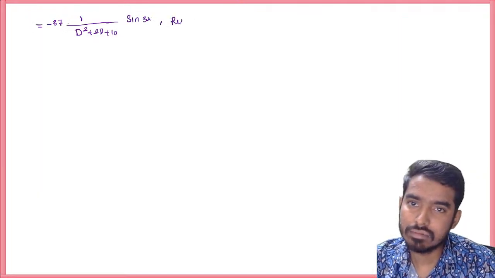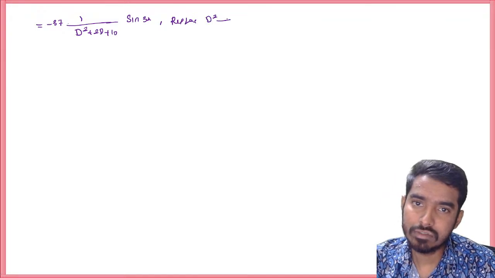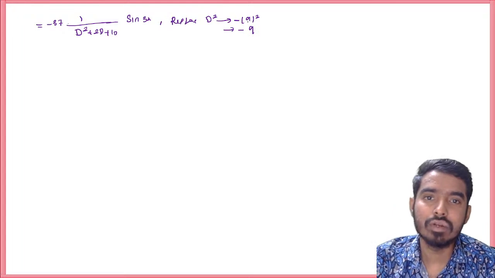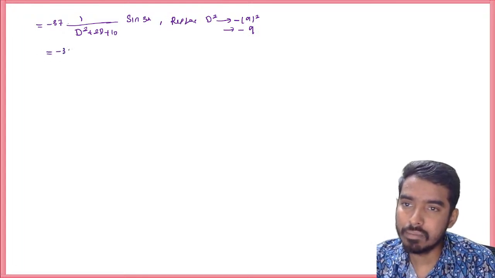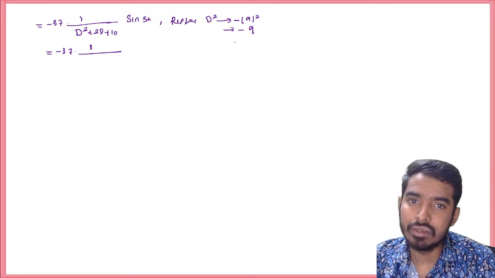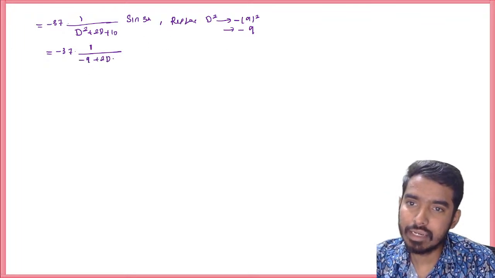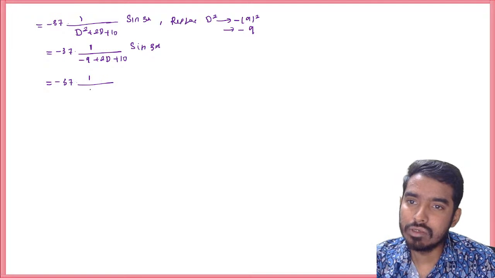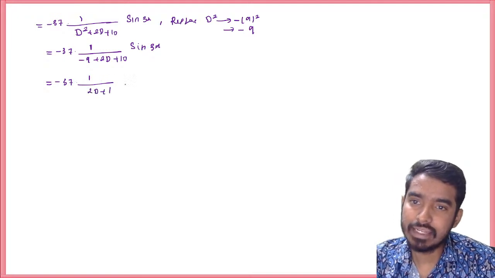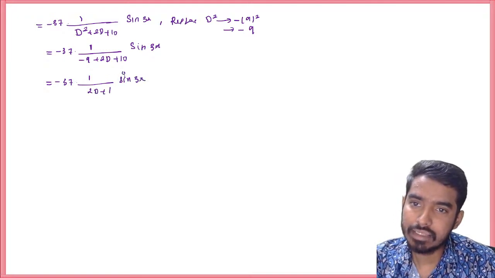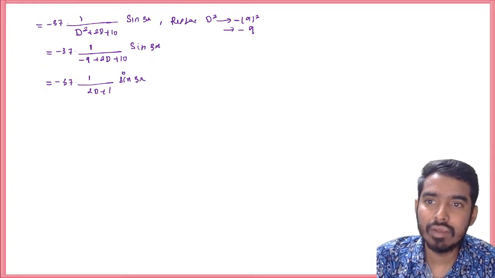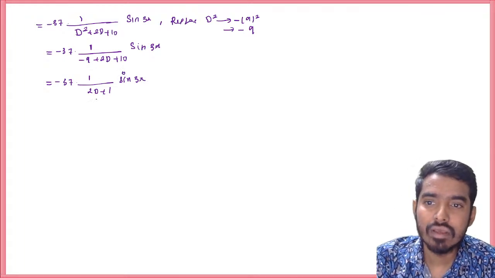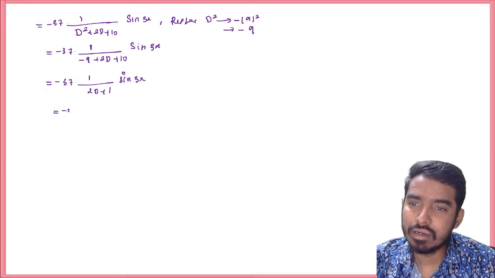So replace d square is equal to minus of a square. Minus of a square is 3, so it will be minus 9. This will be minus 37, 1 divided by, so d square is minus 9 plus 2d plus 10 of sin 3x. So minus 37, 1 divided by, so it will be 2d plus 1, right? 10 minus 9 is 1, sin 3x. In the previous problem, we don't have d here, right? Only we have d square term and constant term. If you have d, no problem, right? You have to take the conjugate now.